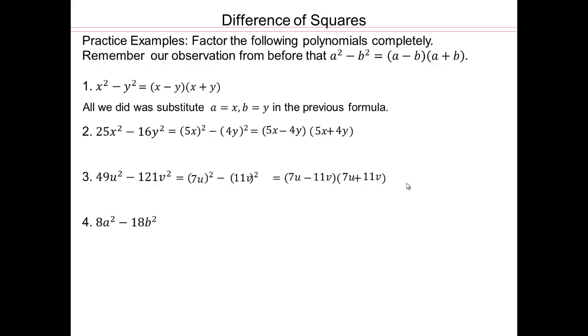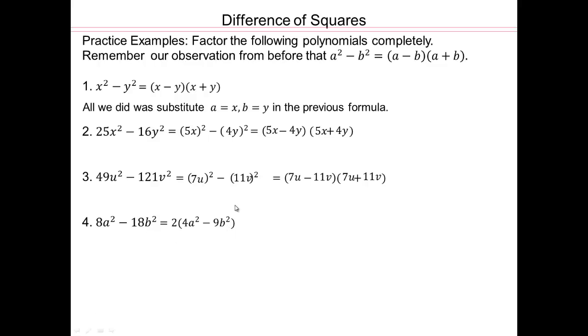Hey, next one, look. I can't really use difference of squares here because 8 is not a perfect square, is it? So first, remember what our first step is. Look across and see if there's a greatest common factor to pull out. And is there? Do you see a greatest common factor between 8 and 18? Try it. So 2. 2 is factoring.